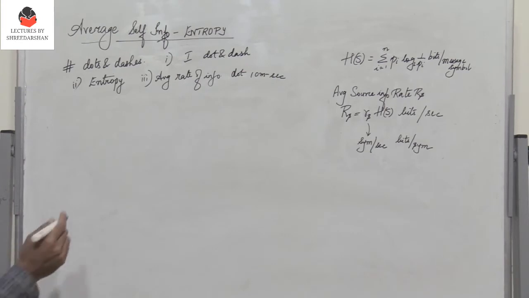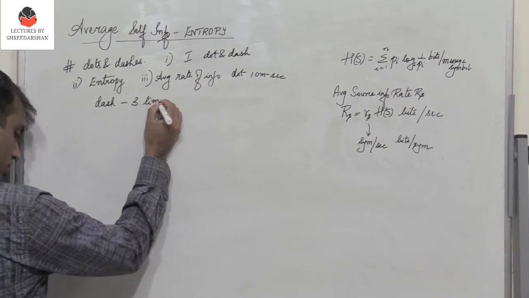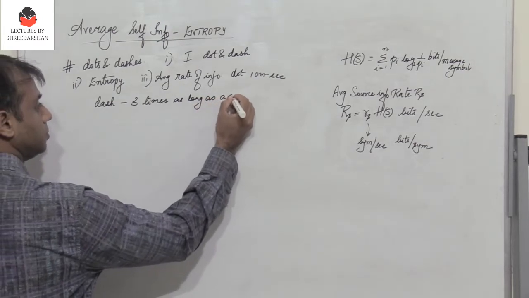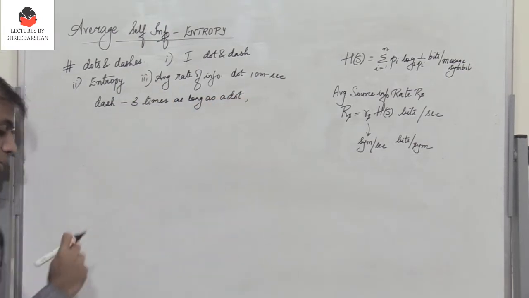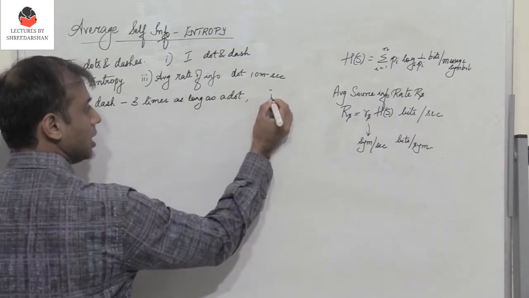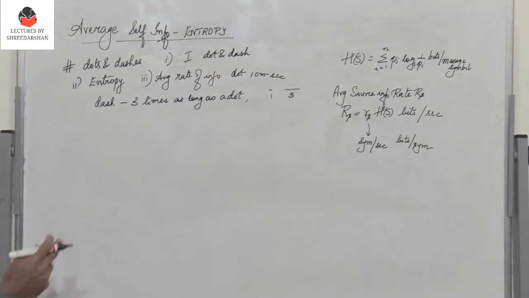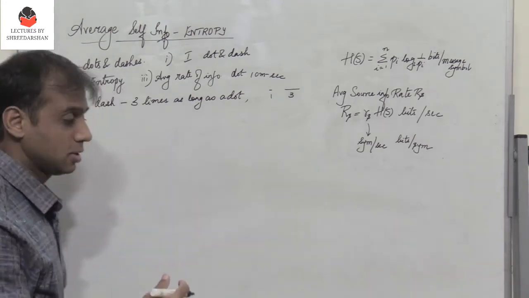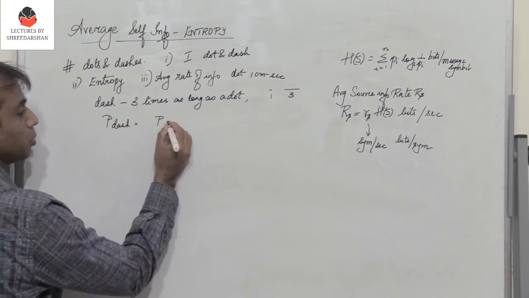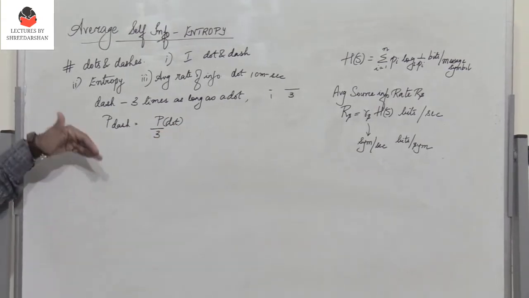So now what is being given? It is being given that a dash is 3 times as long as a dot and has 1/3 the probability of occurrence. Therefore, if a dot is of length 1, then a dash is of length 3. And the dash has 1/3 the probability of occurrence. So probability of dash is nothing but probability of dot divided by 3.